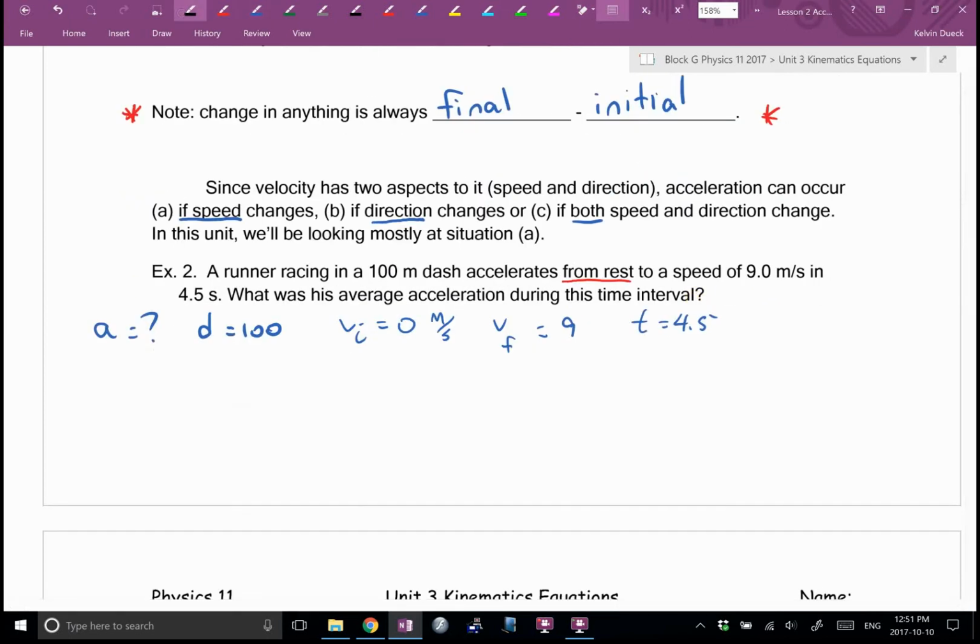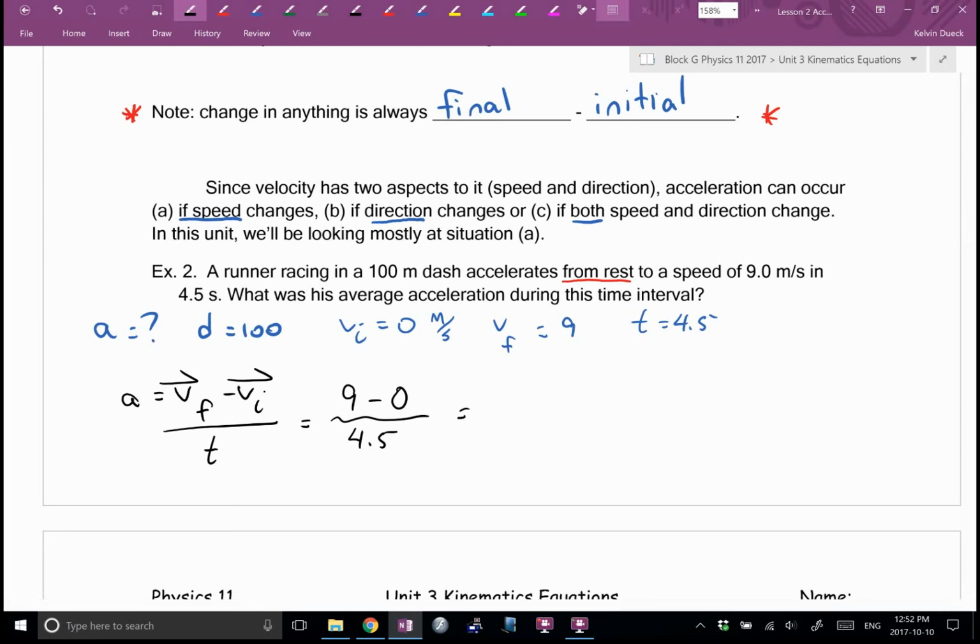So I will write down A equals VF minus VI over T. Dom, what was V final as a number? Minus V initial, all over T. You know what? I can do this in my head. It's going to be 9 divided by 4.5. It's 2 exactly, yes? I made this one work out evenly.